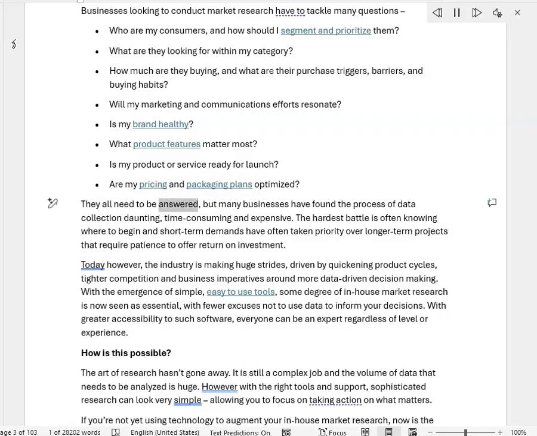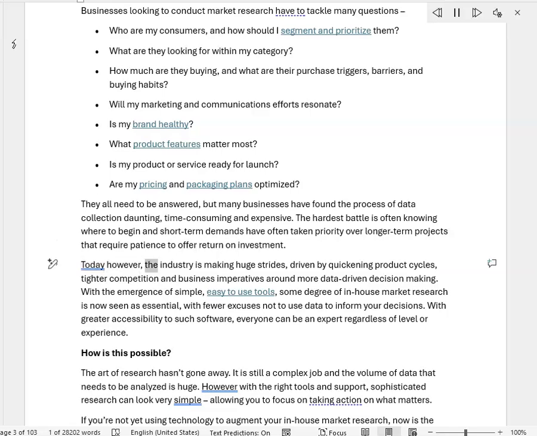They all need to be answered, but many businesses have found the process of data collection daunting, time-consuming, and expensive. The hardest battle is often knowing where to begin, and short-term demands have often taken priority over longer-term projects that require patience to offer return on investment.